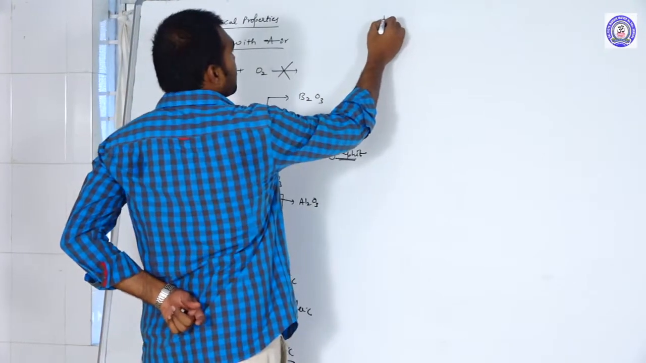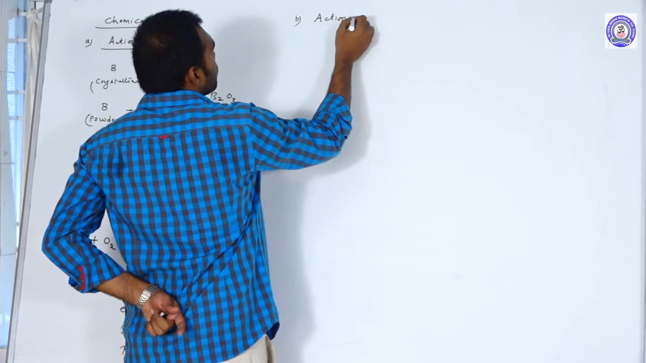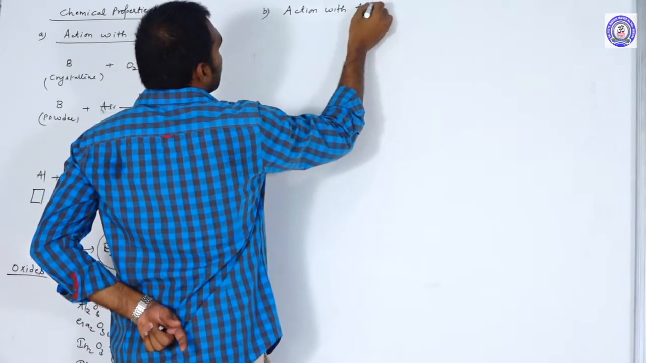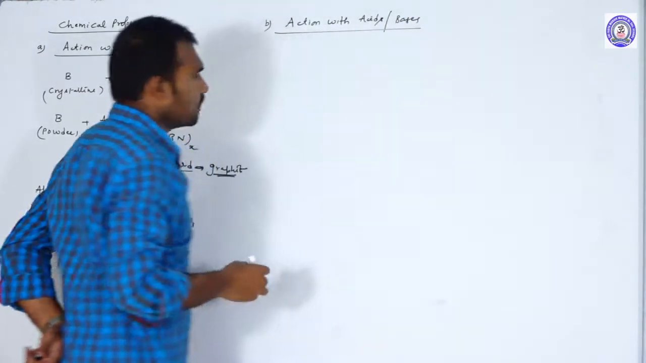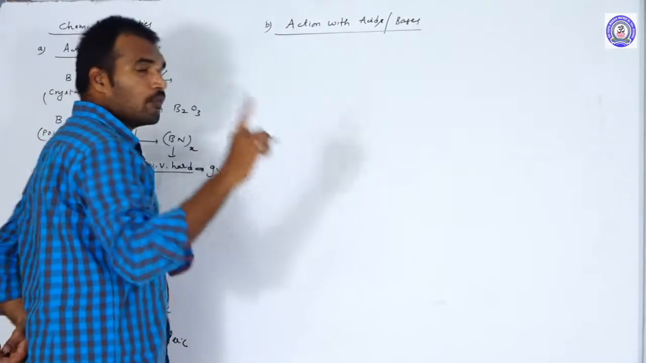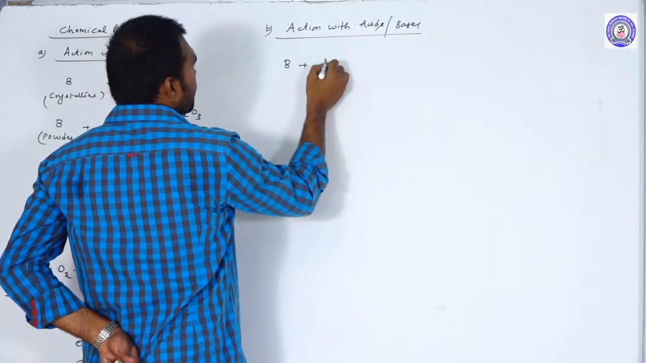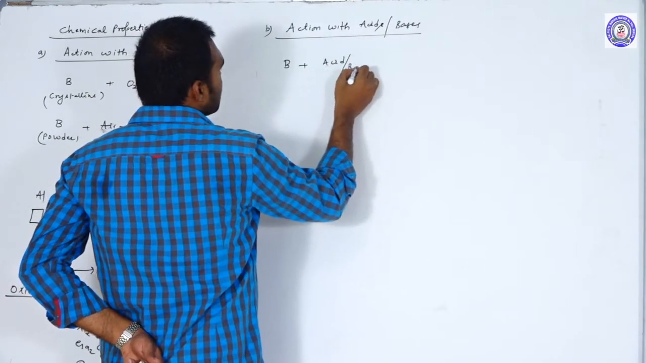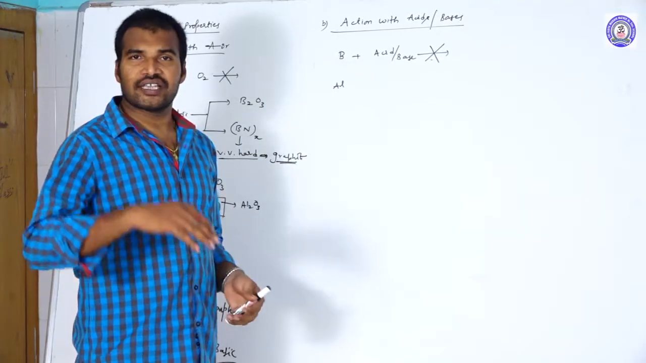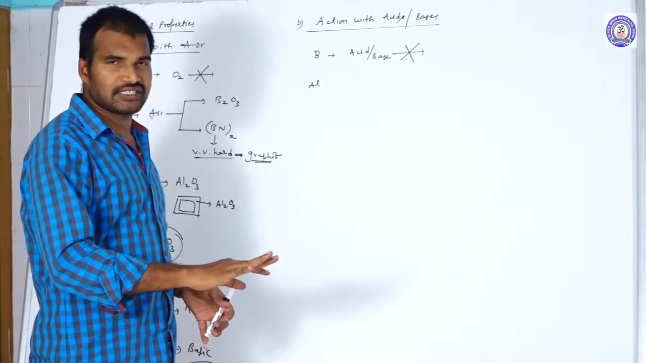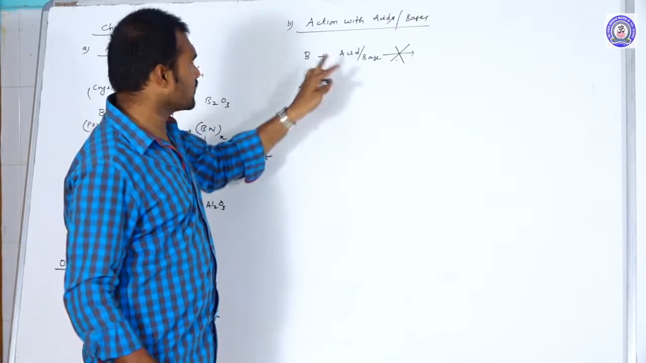Next, let us discuss the second chemical property, that is the action towards acids and bases. One point: as we know, boron is less reactive because of its hard nature. Because of its less reactivity, it will not react with any acid or base. Boron does not react with either acid or base, either in crystalline form or amorphous form, whatever it may be.